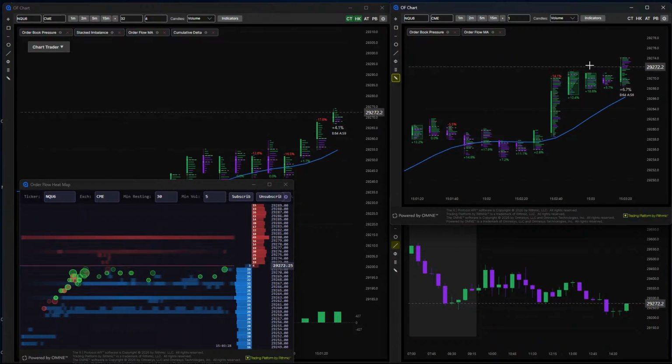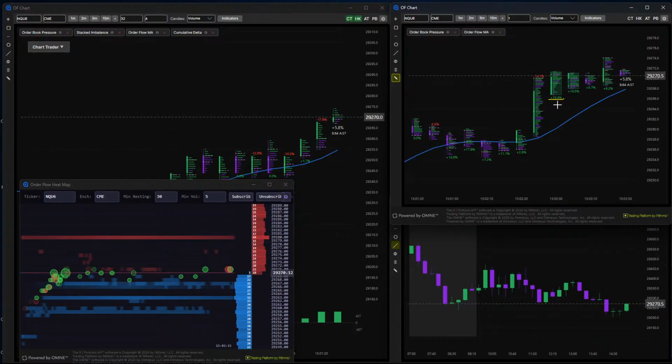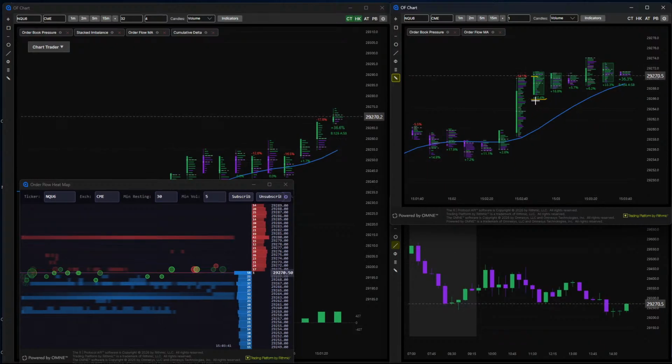As you can see here, this one seems like it's panning out. You got 10% more buyers than sellers on the books. When this closed green, you had 10.4% more buyers than sellers on the level 2 on the books.